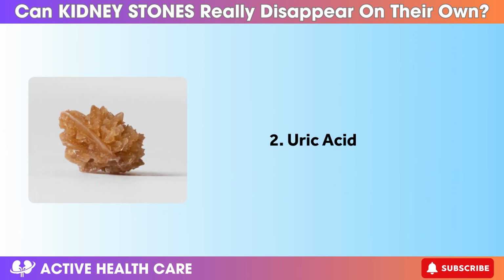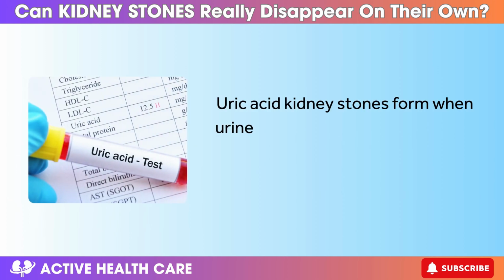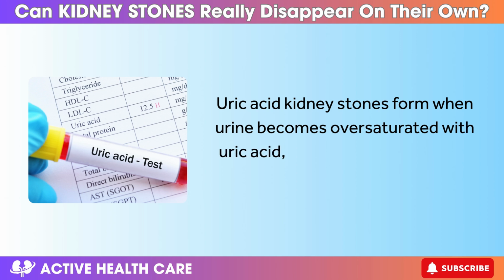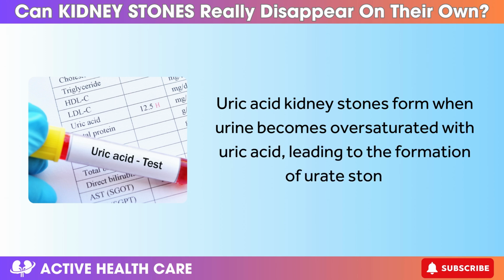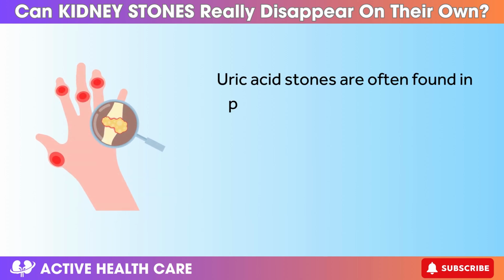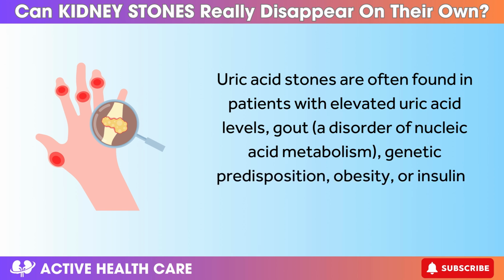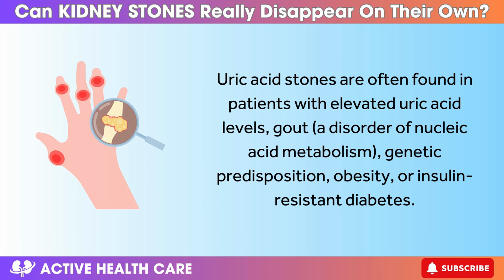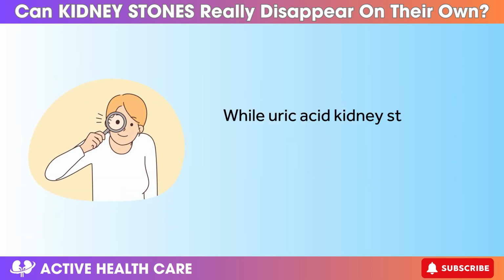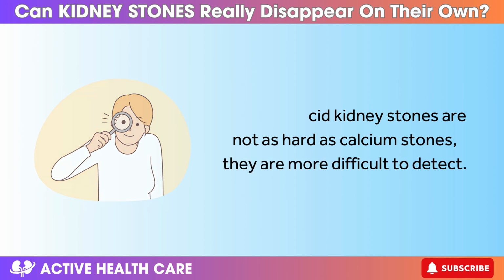2. Uric acid stones. Uric acid kidney stones form when urine becomes oversaturated with uric acid, leading to the formation of urate stones. Uric acid stones are often found in patients with elevated uric acid levels, gout, a disorder of nucleic acid metabolism, genetic predisposition, obesity, or insulin-resistant diabetes. While uric acid kidney stones are not as hard as calcium stones, they are more difficult to detect.